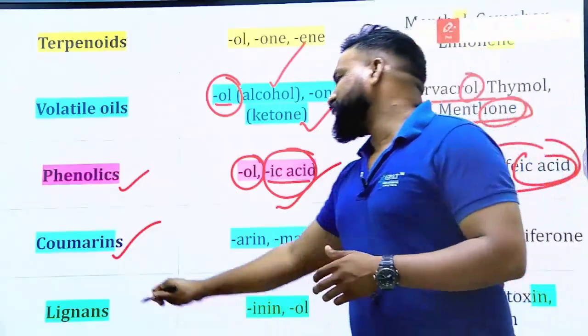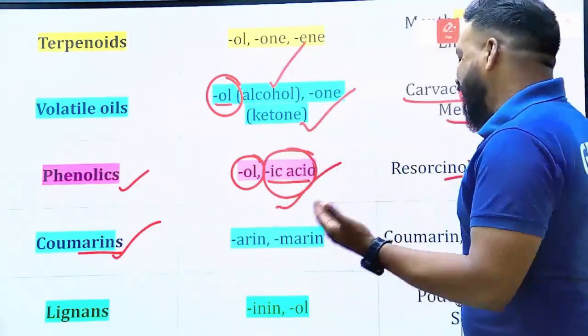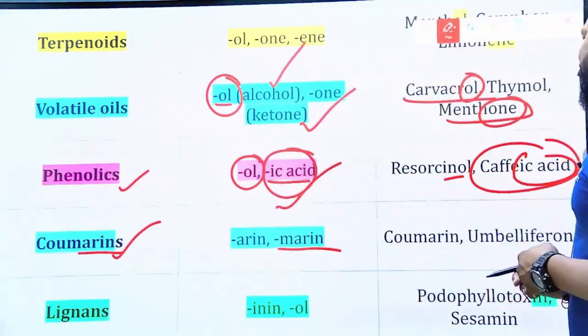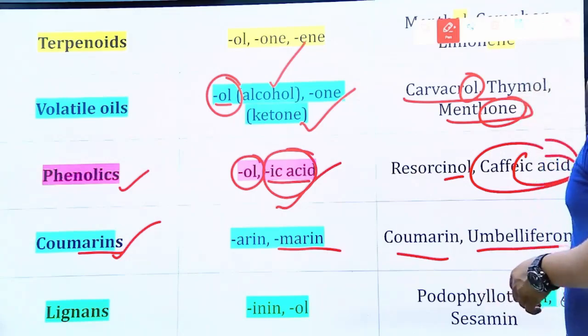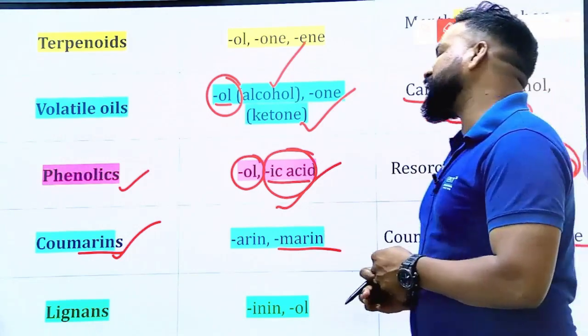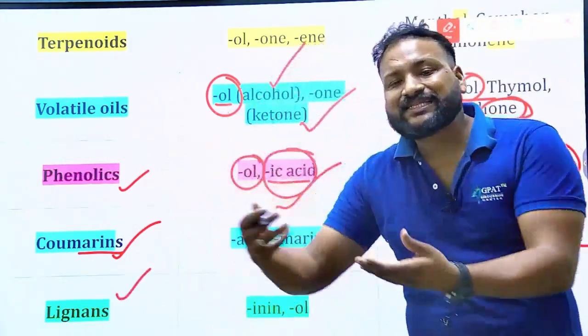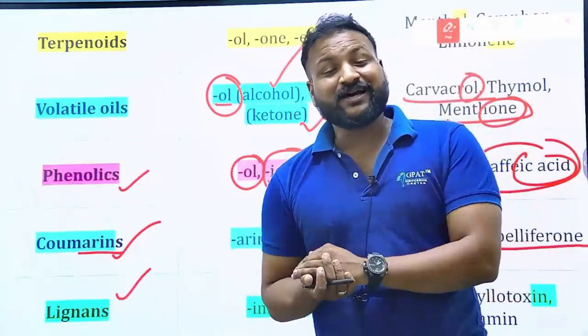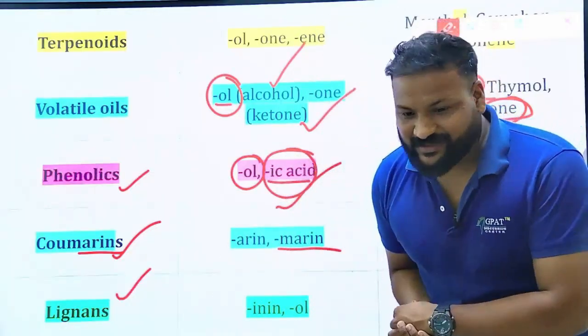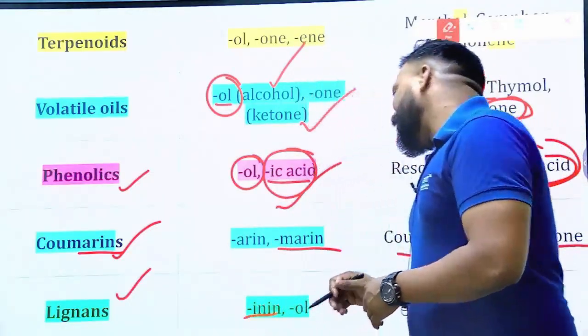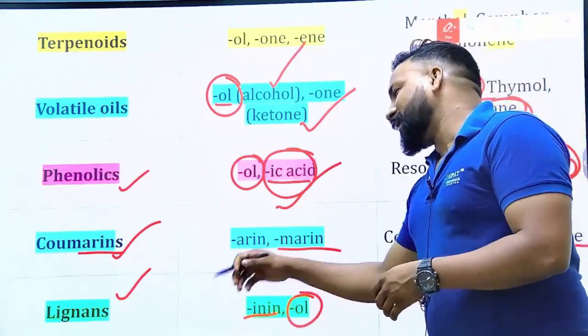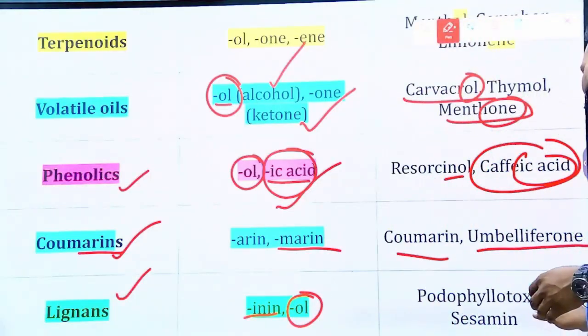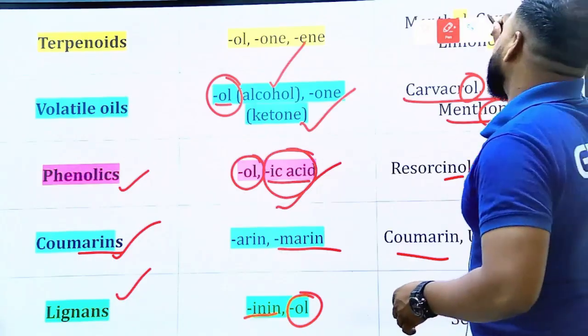Coumarins have the name itself as the suffix, "arin" or "marin". So coumarin, umbelliferone. Lastly, lignans, which sometimes are pronounced as lignins. You can see the suffix "in" in lignans or lignin. Examples are podophyllotoxin and sesamin.